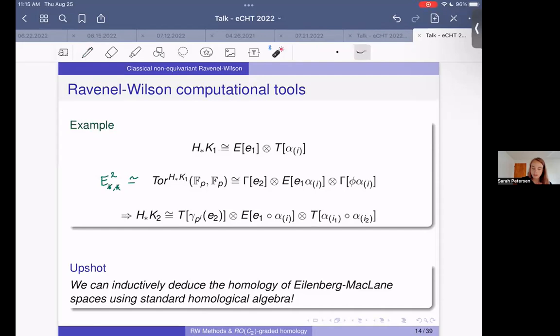And this is going to be Tor. And the exterior portion is going to lead to a divided power algebra on the suspension of E1. The truncated polynomial portion will lead to an exterior portion and a divided power portion. So then from there, we're going to identify the permanent cycles in terms of circle products.